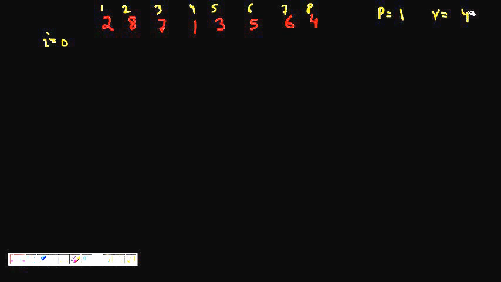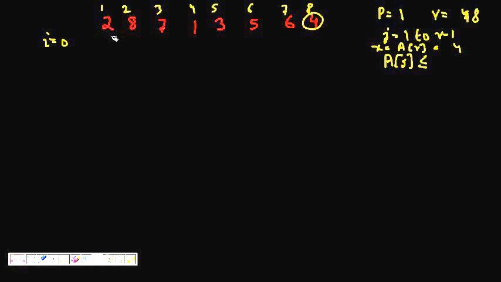Okay, so r is 8. Basically we are doing the indices. So now what happens, j goes from j is equal to 1 to r minus 1, which is still the 7th index. So if a of j is less than or equal to x, the pivot, which is a of r, which is now 4 for us.